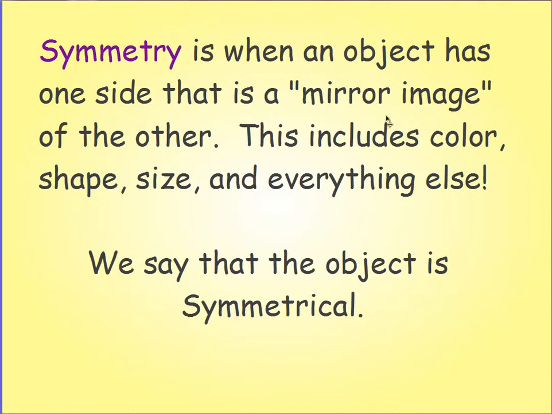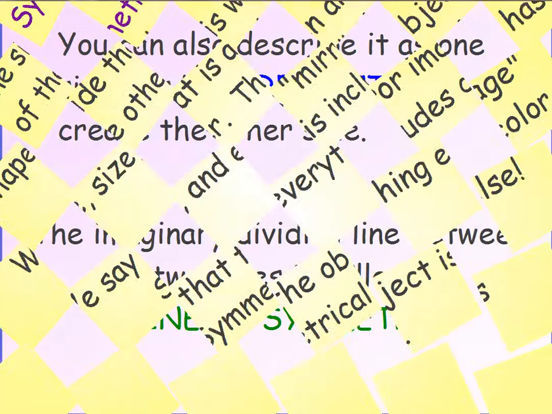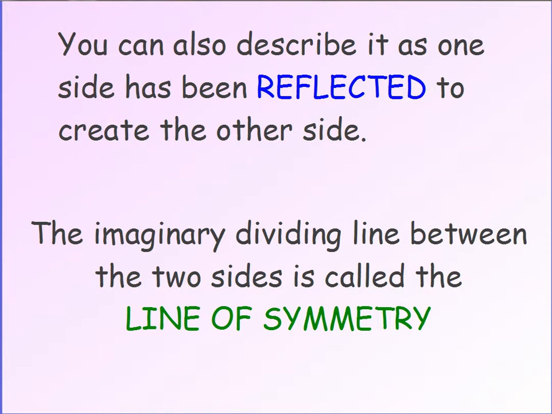So in symmetry, we need to include not only shape, but color, size, and everything else under the sun. So if one side is not a perfect mirror image of the other, then it is not considered symmetrical. This is how it ties in to our transformations that we've been doing. You can say that one side has been reflected to create the other side.